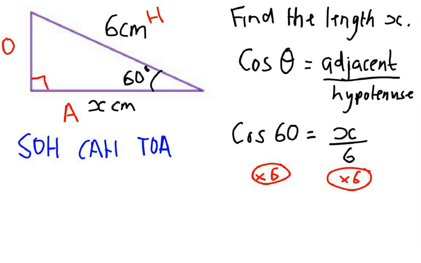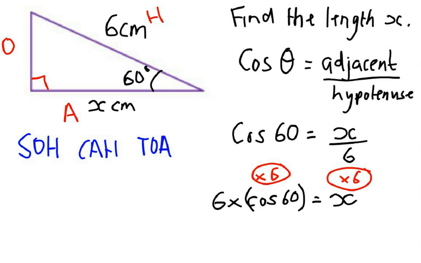So on this side we're left with 6 times cos 60, and I would always put this in brackets, especially with some calculators. I would recommend that we always put the cos 60 in brackets. X divided by 6 times by 6, we are just left with x on this side.